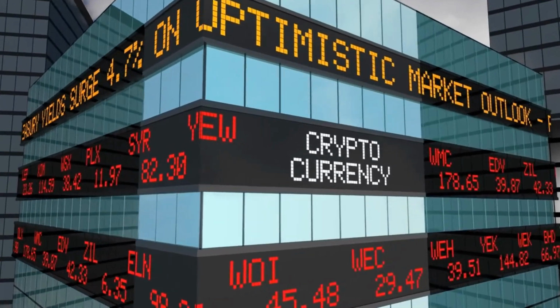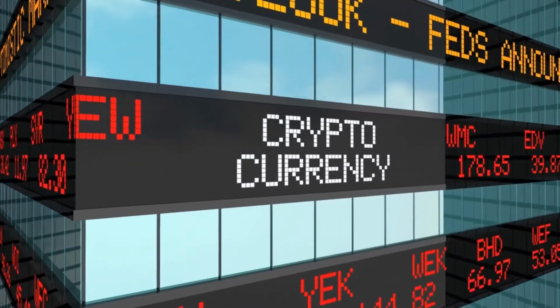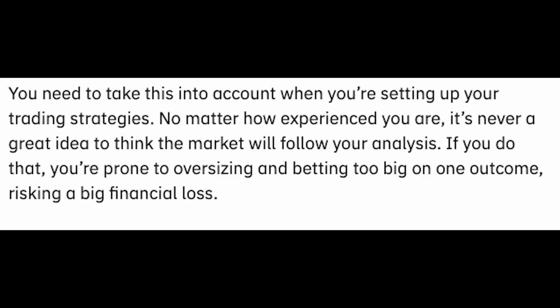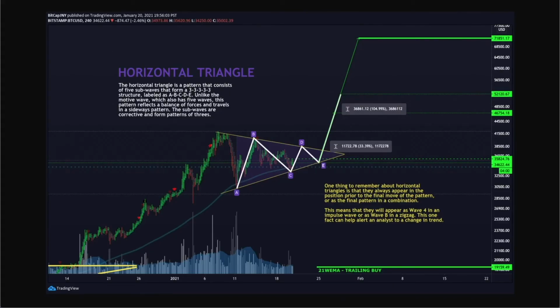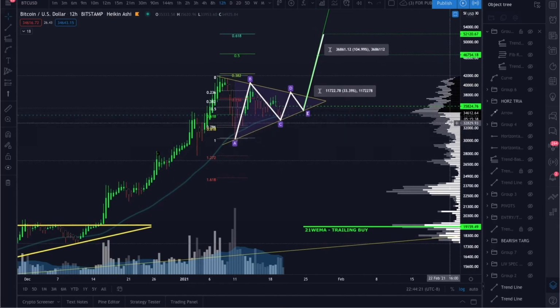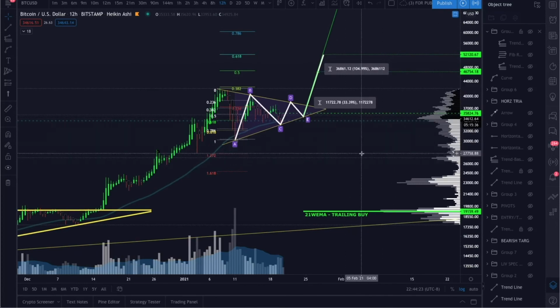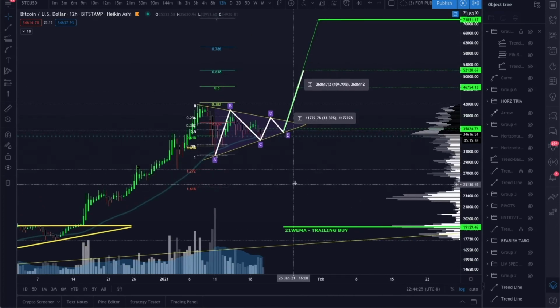Now, you need to take this into account when you're setting up your trading strategies. It's never a great idea to think that the market will follow your analysis. If you do that, you're prone to oversizing your position and betting too big on one outcome and risking a big financial loss. All right, number 7, and this is very, very important and probably the most important one here.